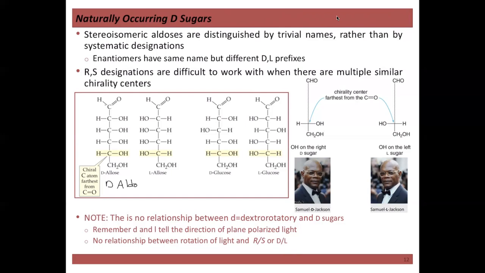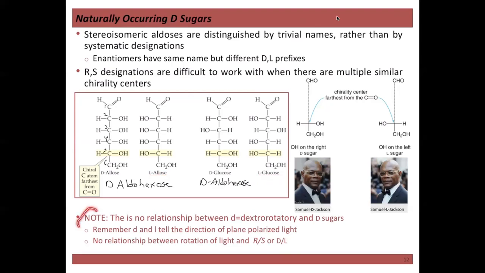and it has 1, 2, 3, 4, 5, 6. So it's a D-aldohex, and since it's a sugar, it would add on the ose. So D-aldohexose. And notice that glucose is also generically classified as a D-aldohexose. And of course, this would be classified as an L-aldohexose and that as an L-aldohexose.